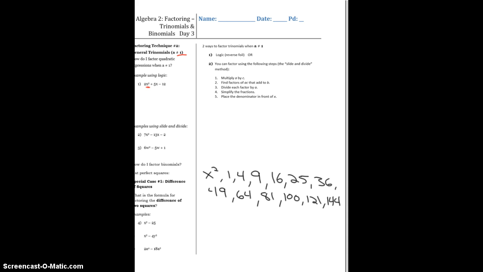A difference means you're subtracting, okay? So where it says, what is the formula for factoring the difference of 2 squares? Here's what we're going to write. A squared minus b squared. When we're learning formulas, we usually use a and b. But the key thing to notice is you have a perfect square minus a perfect square. Okay, and here's the formula. It's going to be a binomial times a binomial.